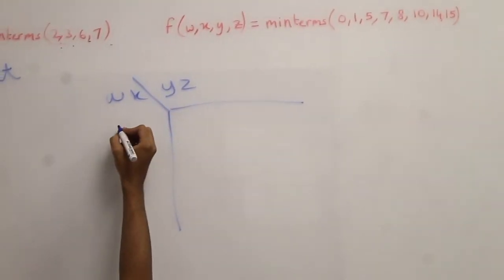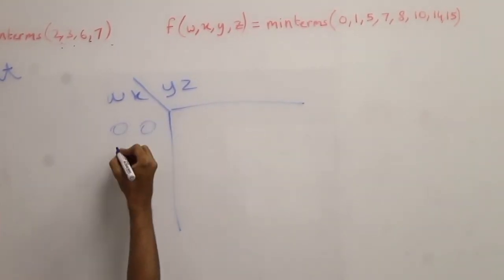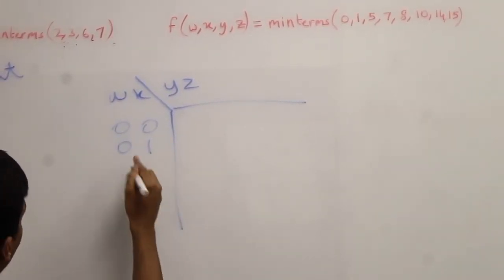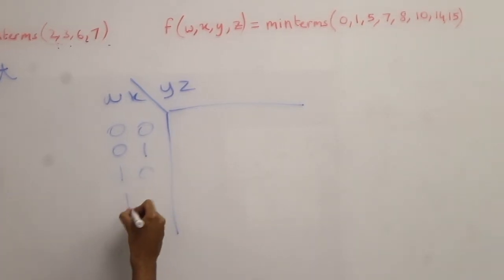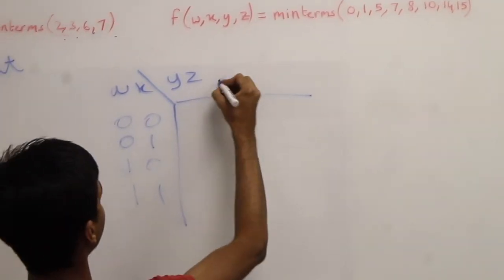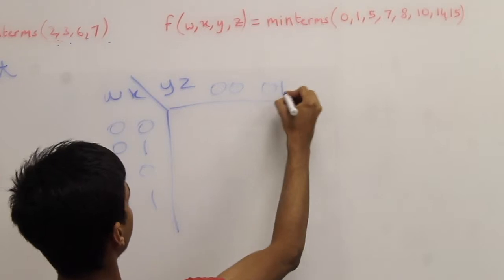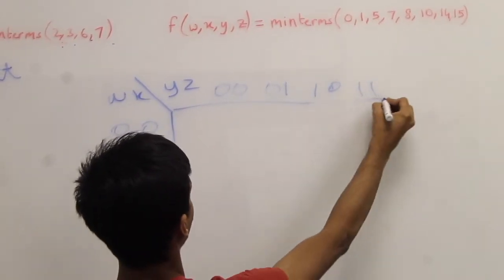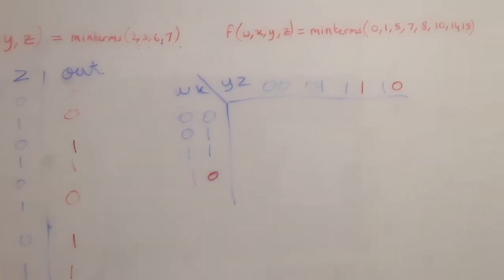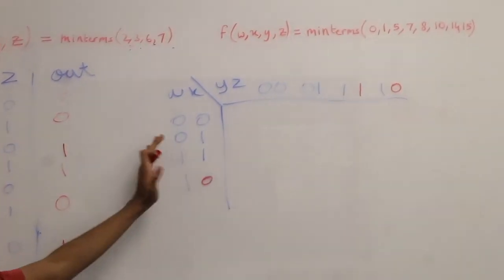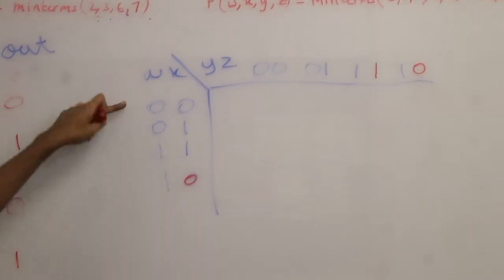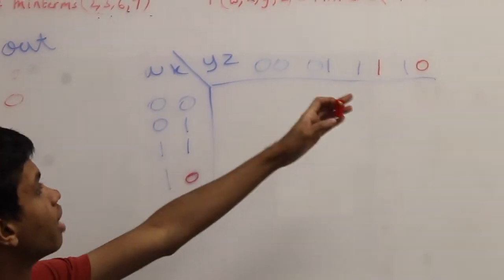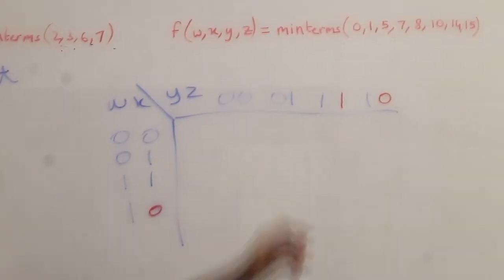We'll make a K-map of that. So 0, 0, 0, 1, 0, 1, 0, 1, 1, 0, 0, 0, 1, 1, 0, 1, 1. So we are making the K-map, and this order is very important. Please follow this order for making the K-map. So now we have 0, 1, 5, 7, 8, 10, 14 and 15 in our minterms.